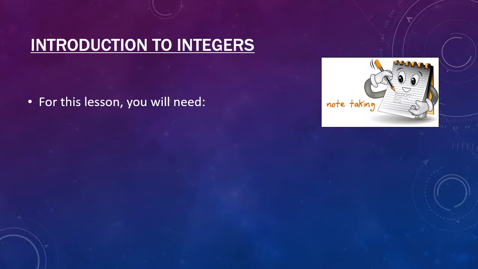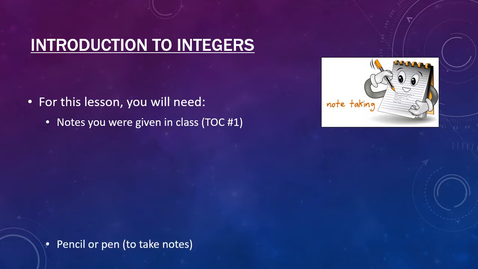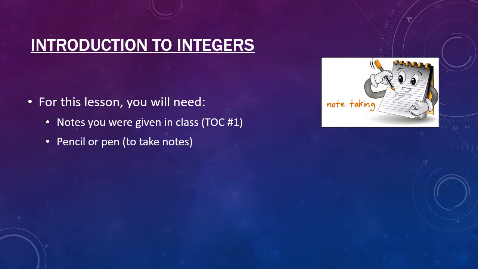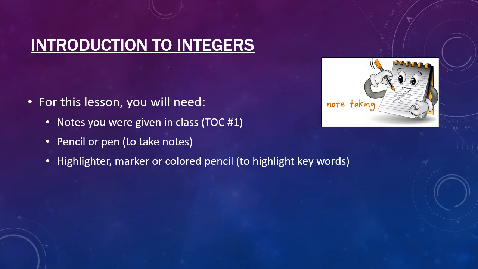For our lesson and every lesson that we're going to have moving forward, you are going to need the notes you were given in class. They're always yellow, and this one should be labeled TOC number 1 in the top right corner. You will also need a pencil or pen to take notes. No crayons because you can't read it. Pencil or pen. And it's also always helpful to have a highlighter, marker, or colored pencil nearby so that you can highlight keywords. You're really going to need this for this lesson.